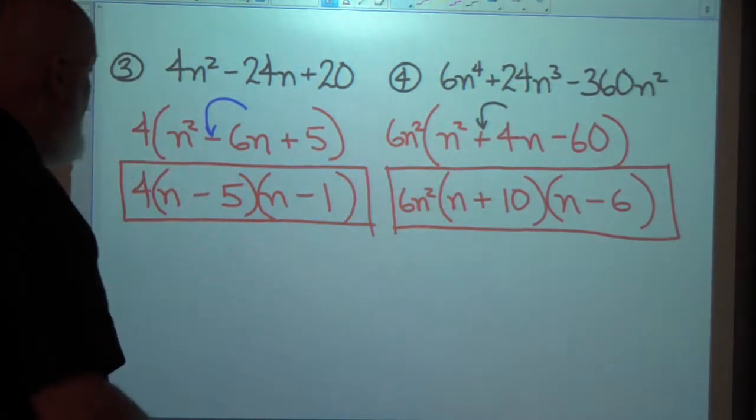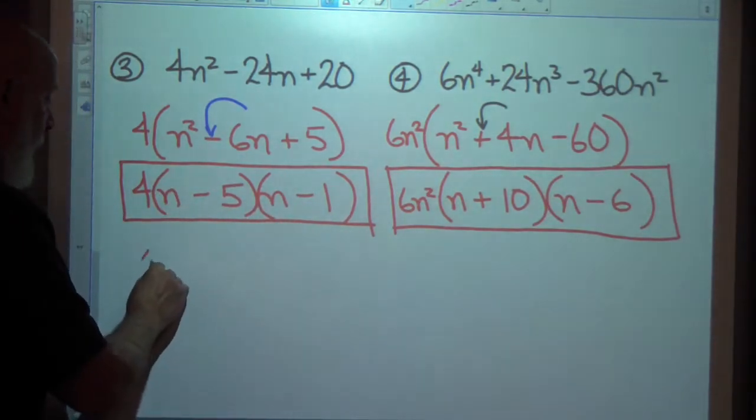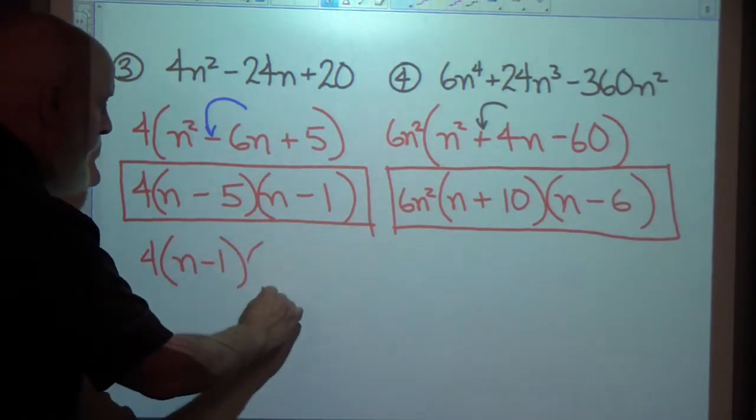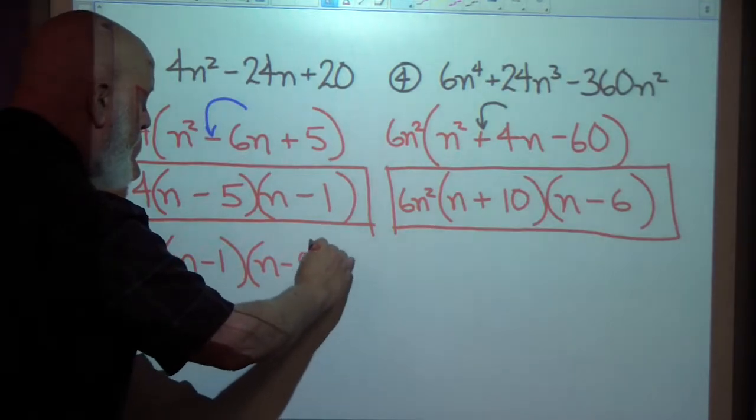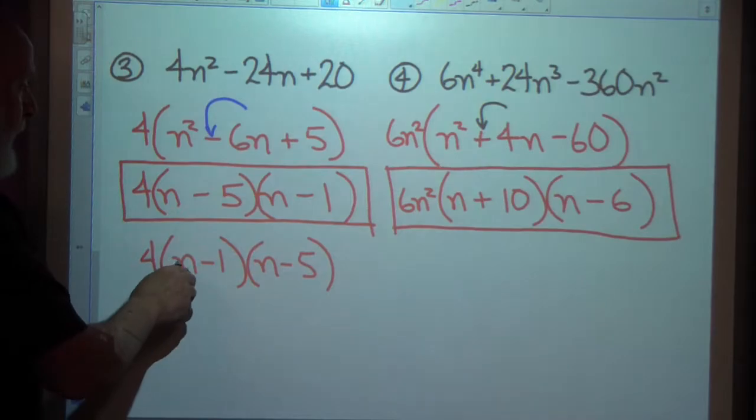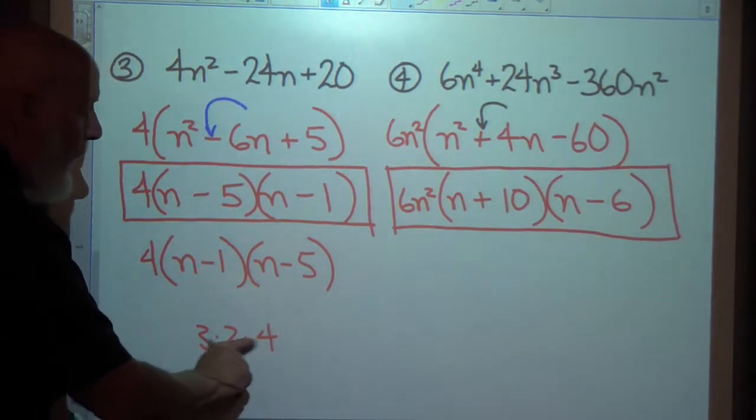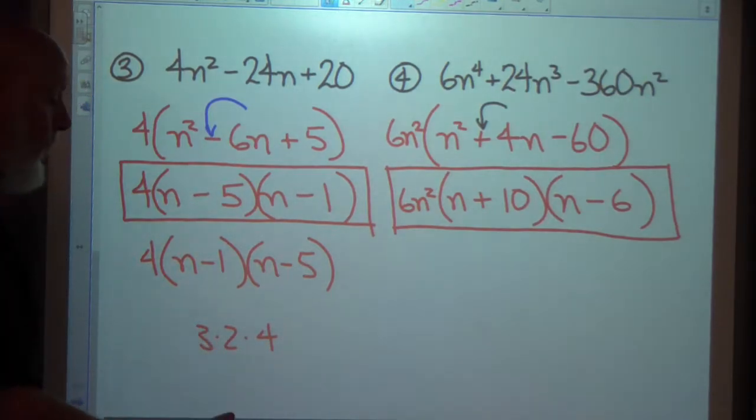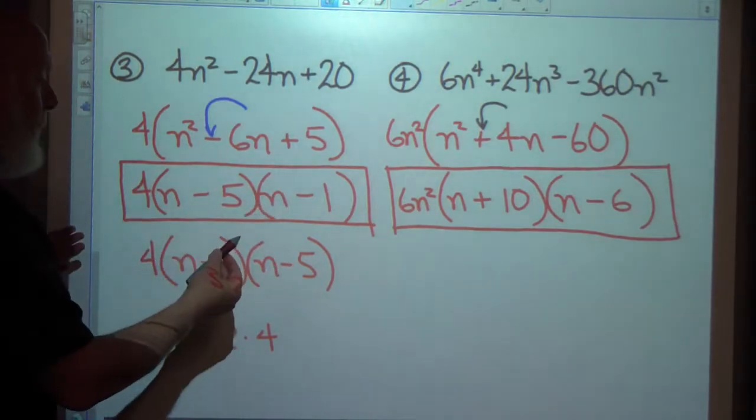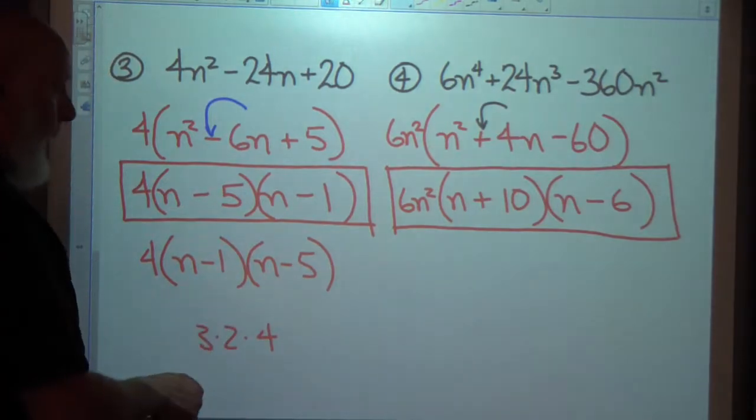Okay? And I want to stress, if you're taking a multiple choice test and you've gotten this for your answer, and you don't see that, but you see this, this is correct also. The order of these factors doesn't matter. Because think of it this way, 3 times 2 times 4, it doesn't matter what order we multiply these in, we're going to get 24, no matter which order we multiply them in. So I can write these in any order. If you get this, and this is one of your choices, this is correct.